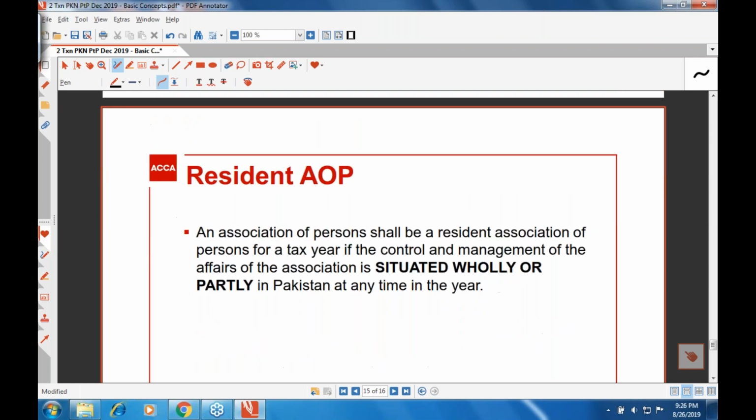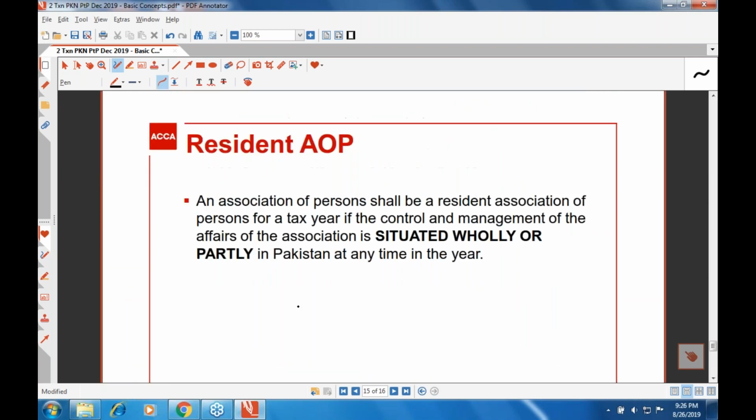Lastly, we have the concept of resident AOP. Now, what exactly do you mean by resident AOP? The resident AOP is an AOP whose management and affairs are situated in Pakistan wholly or partly at any time in the year. Now, try to understand the difference between resident AOP and resident company. For the resident company, the affairs are situated wholly in Pakistan at any time of the year. But for an AOP, even if it's not wholly, even if it's partly, it's going to work out.